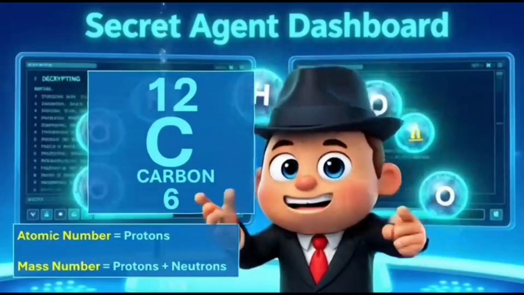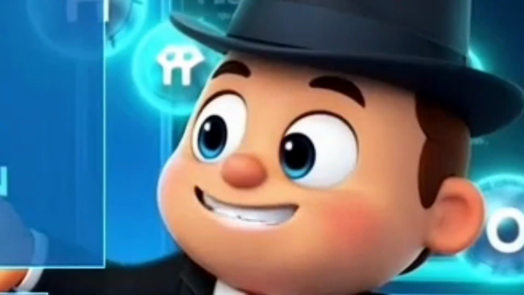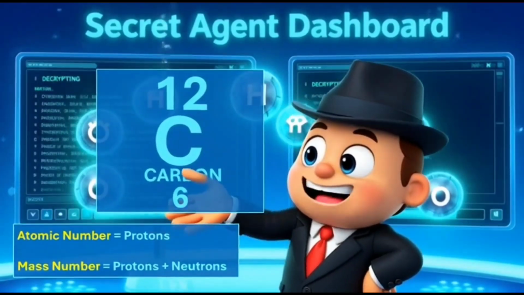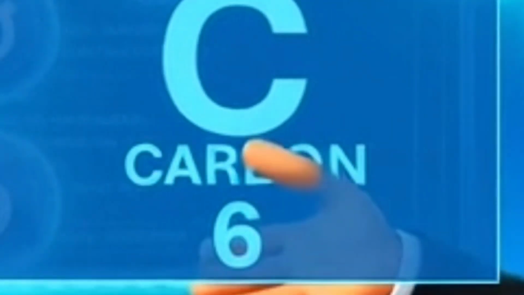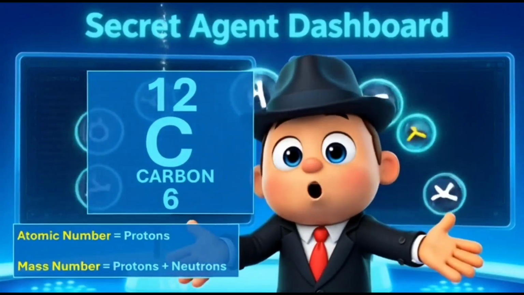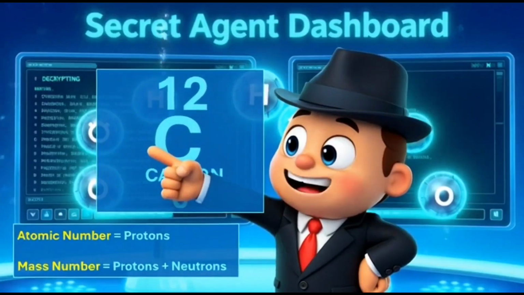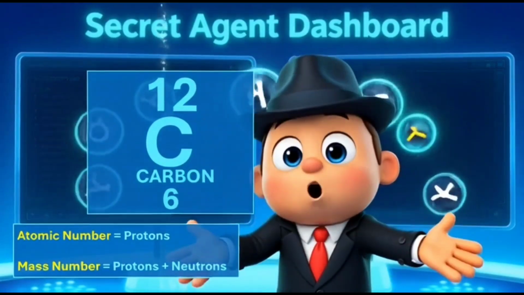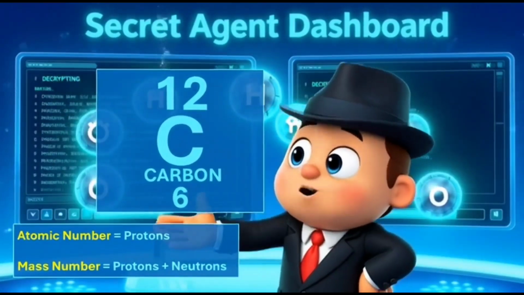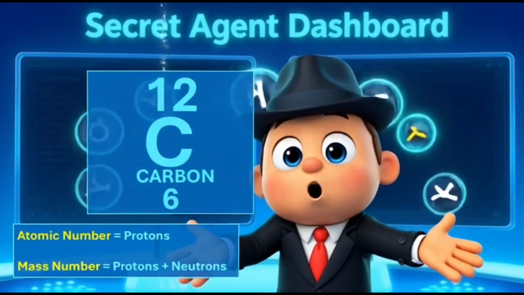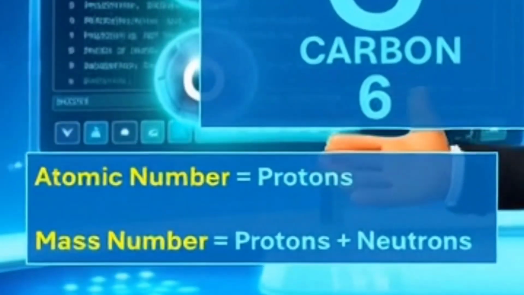Agents, this is the Nuclide notation, the atom's full ID card. Let's break it down. Atomic number, small number, equals 6. This is the proton count. It tells us this is carbon. It never changes. Mass number, big number, equals 12. This is the protons plus neutrons, the total particles in the nucleus.